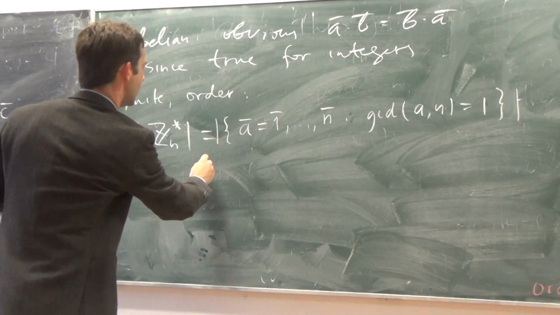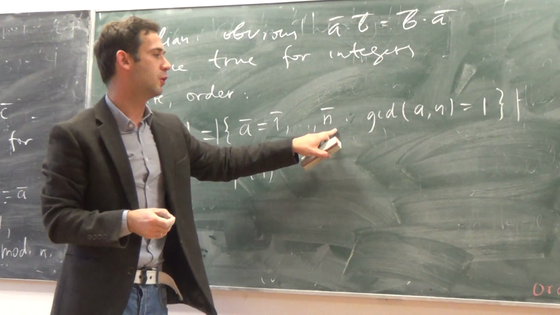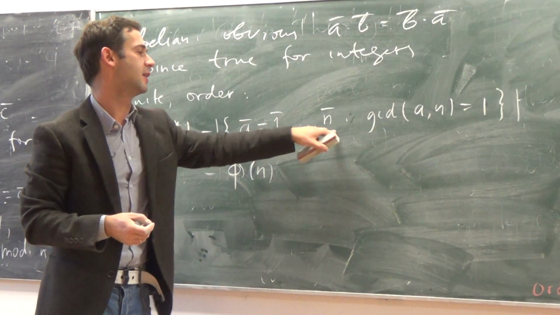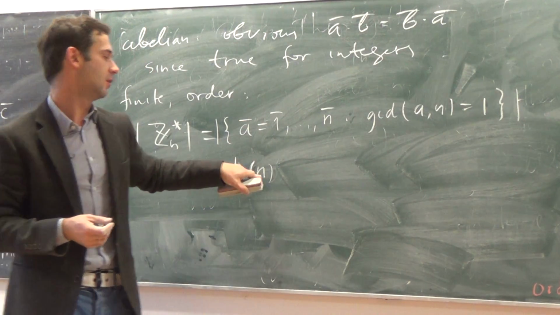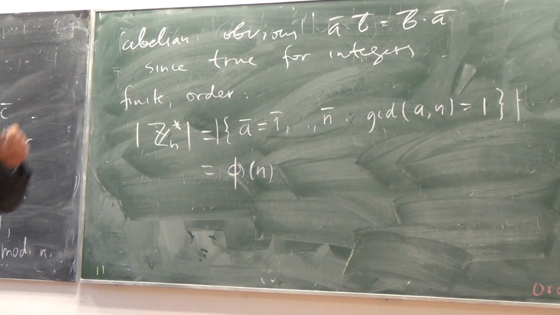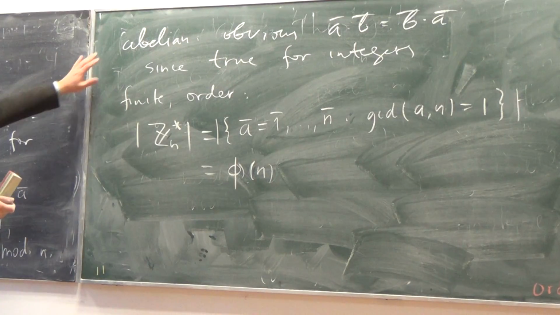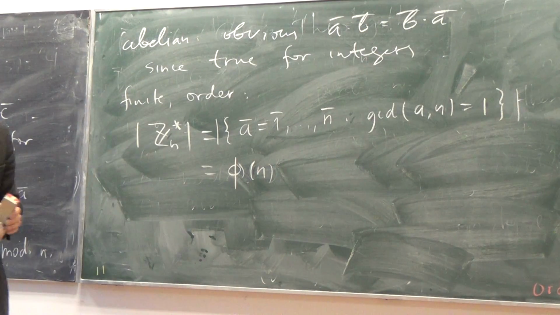But that's precisely what we call phi of n. There are finitely many of those clearly because we look at a finite list. We call this number phi of n, that's the Euler function. Really not much is happening here. There's just kind of a language to package several things we already know. So Zn star, we checked that it's a group, abelian, finite of this order.